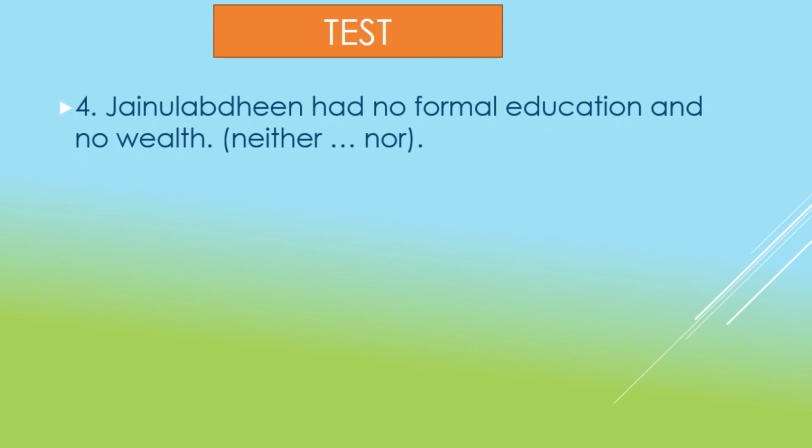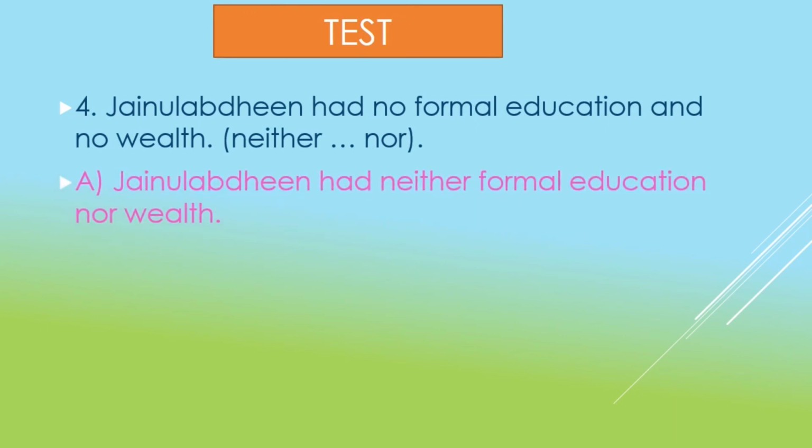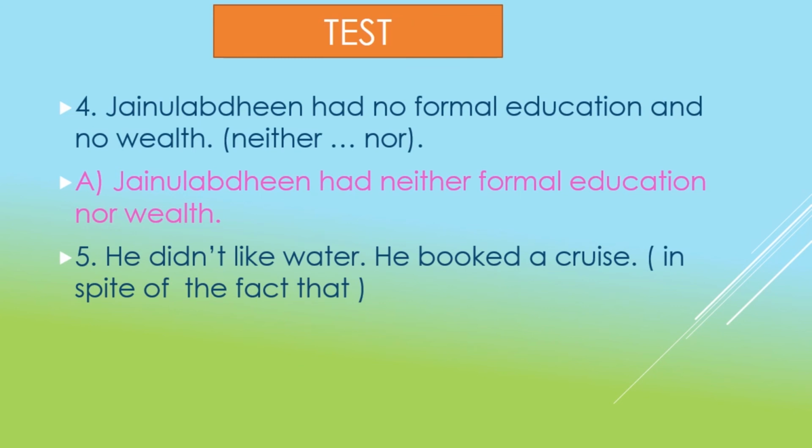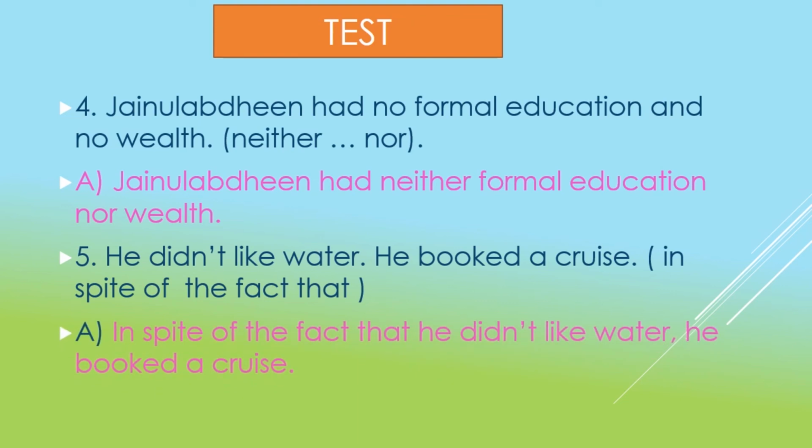Jainuddin had no formal education and no wealth. Use neither nor. Jainuddin had neither formal education nor wealth. Very good. He didn't like water. He booked a cruise. In spite of the fact that. In spite of the fact that he didn't like water, he booked a cruise. Very nice.